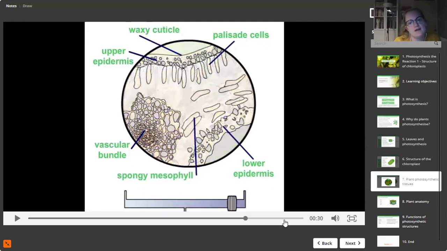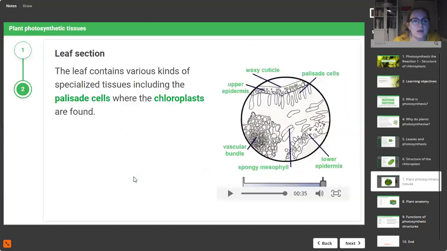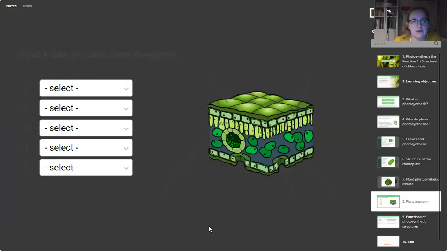Then if we took it all away, that's what it would look like as a drawing that you might expect to see in a textbook. Remembering chloroplasts are located mainly in the palisade cells, but we will get a few in our spongy mesophyll as well. So yeah, plant leaf anatomy.